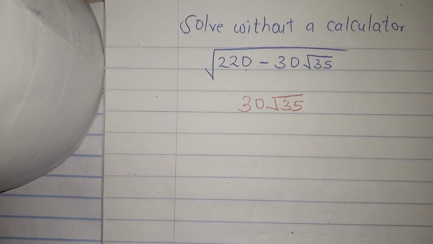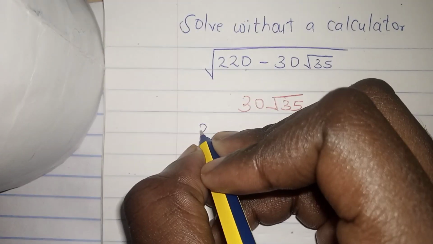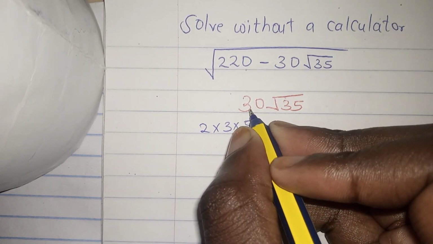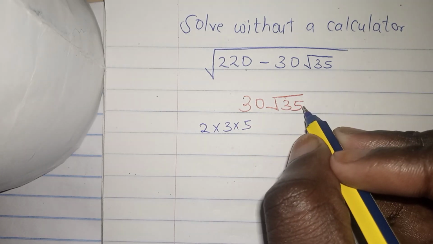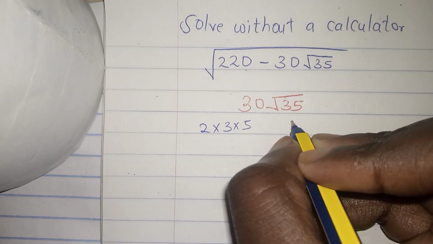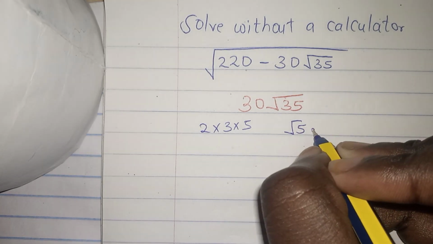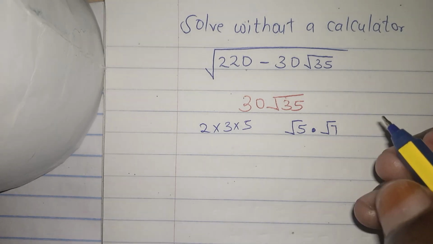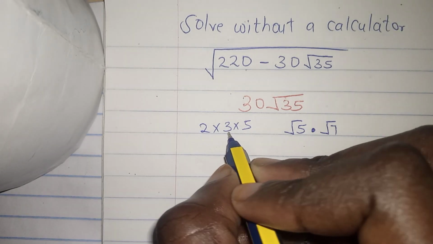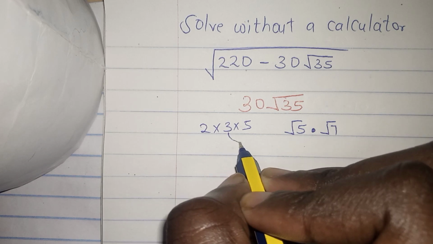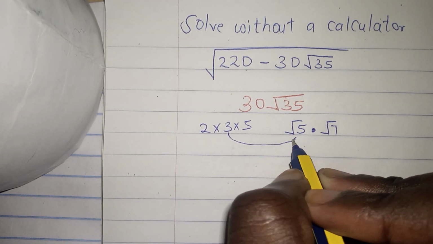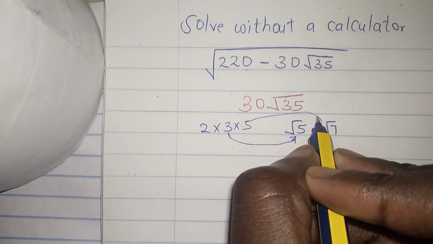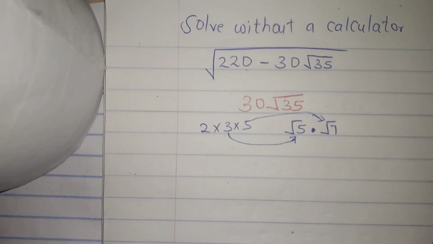So this 30, we can present it as 2 times 3 times 5. 2 times 3 times 5 gives us 30. And the square root of 35, we can as well write it as square root of 5 times square root of 7. So this means that we'll take 3 and multiply it with the square root of 5. And we shall take this 5 and multiply it with the square root of 7.